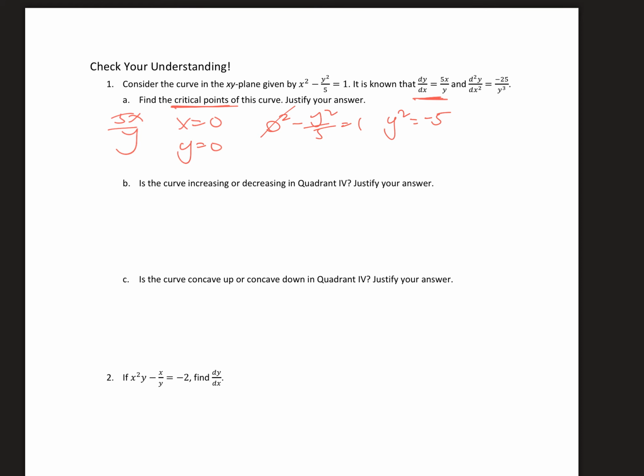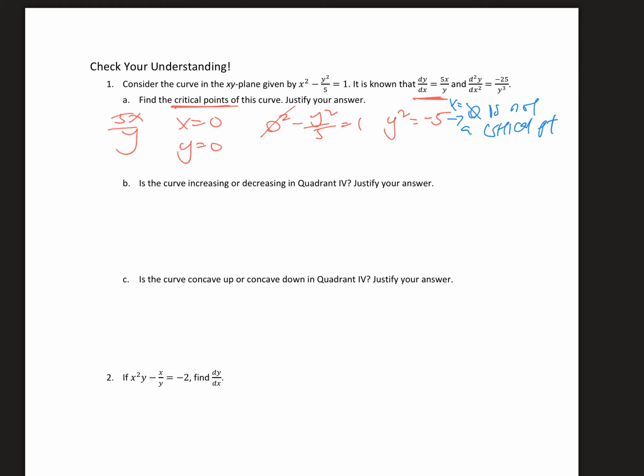So this does not give us a horizontal tangent because there's nowhere where the slope is 0. So it's not part of the original. So 0 is not a critical point, or x equals 0 is not a critical point.